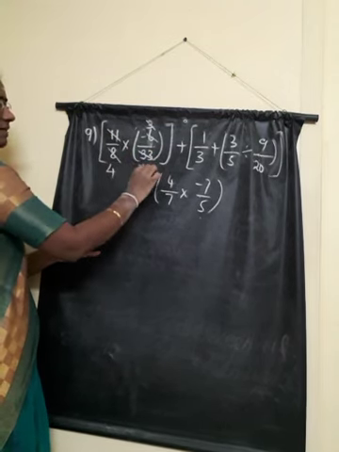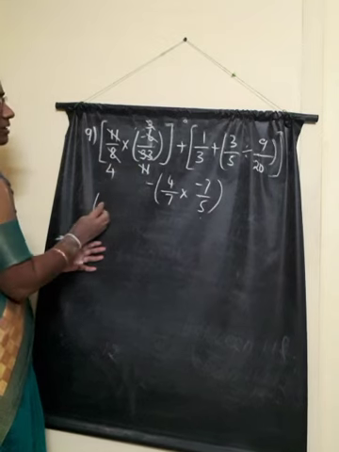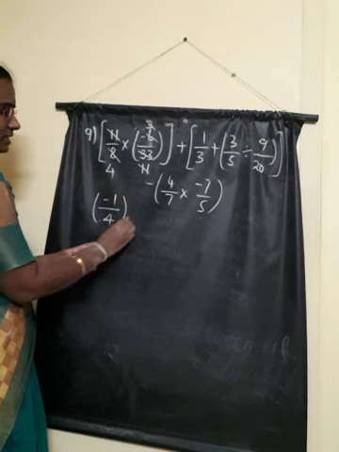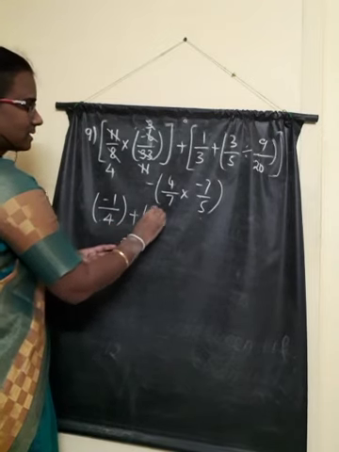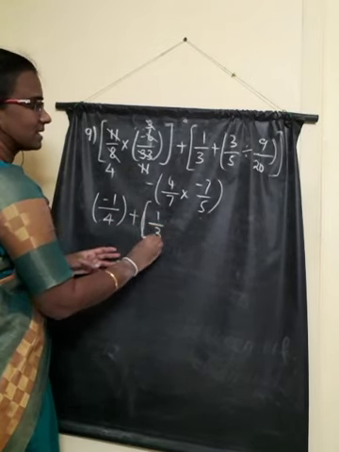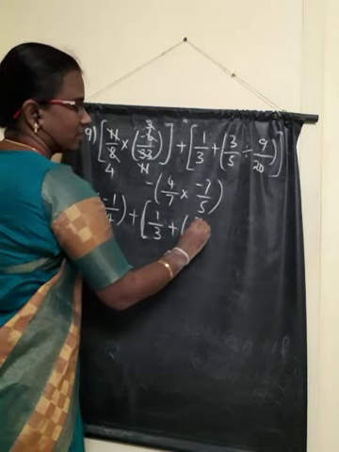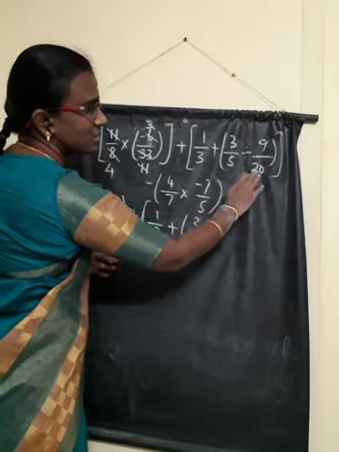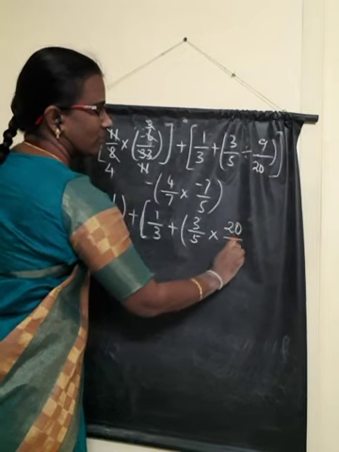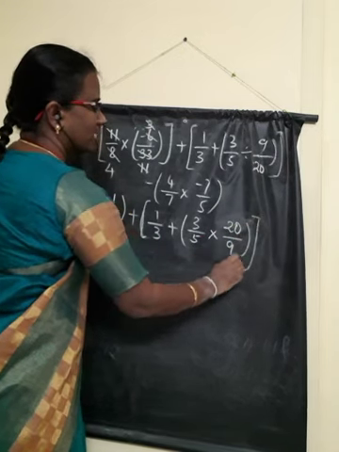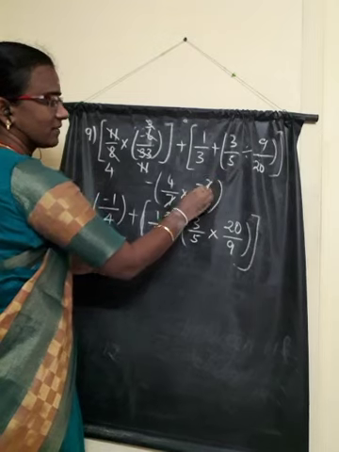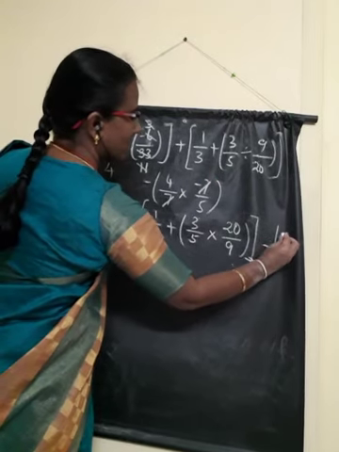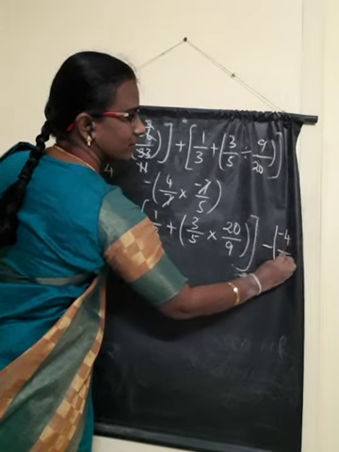So this 11 and 11 cancel. In the numerator, minus 1 is remaining. In the denominator, 4 is remaining. Here, the same 1 by 3 comes as it is. 3 by 5, divide, replace as multiplication. So reciprocal, 20 by 9. Here also 7 is cancelled. So the remaining is minus 4 by 5.